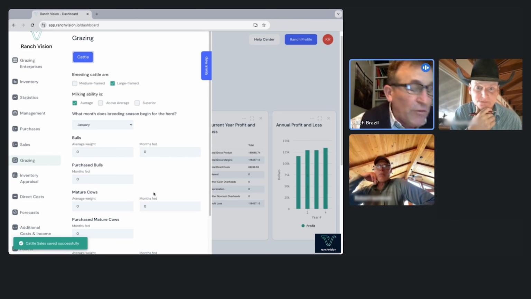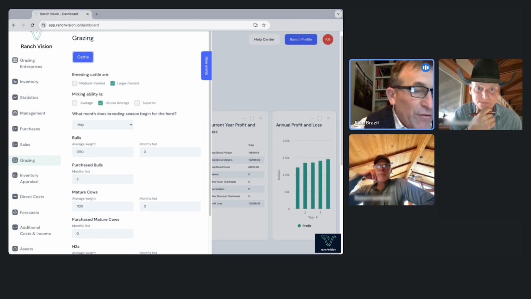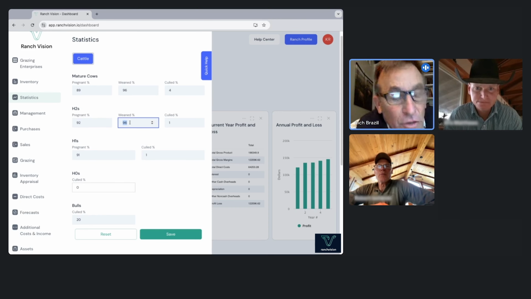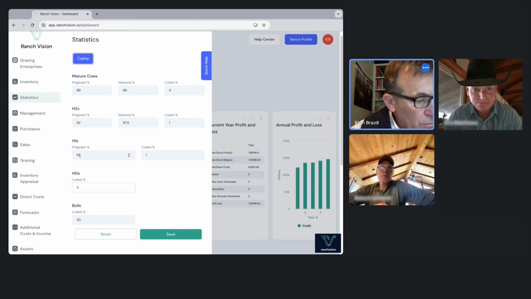Some of the other significant changes are in our pregnancy percentage and survivability of our calves. Let's just change the H2s and H1s. The H2s going from 87.5 to about 92. Then our wean percentage on our calf survivability should go up at least 1.5%, so just put 97.5 to be conservative. And then also in our H1s, go from 91 to 94.